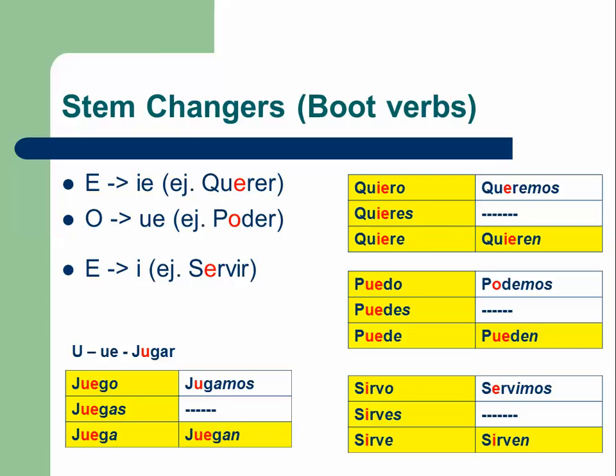And almost all stem changers are ER or IR verbs, meaning that the infinitive form ends in ER or IR. Jugar, once again, is the major exception, the only exception to that rule. That ends in AR and happens to be a stem changer. So it's very rare that you will ever see an AR verb that's a stem changer other than jugar. And that one's a weird one.